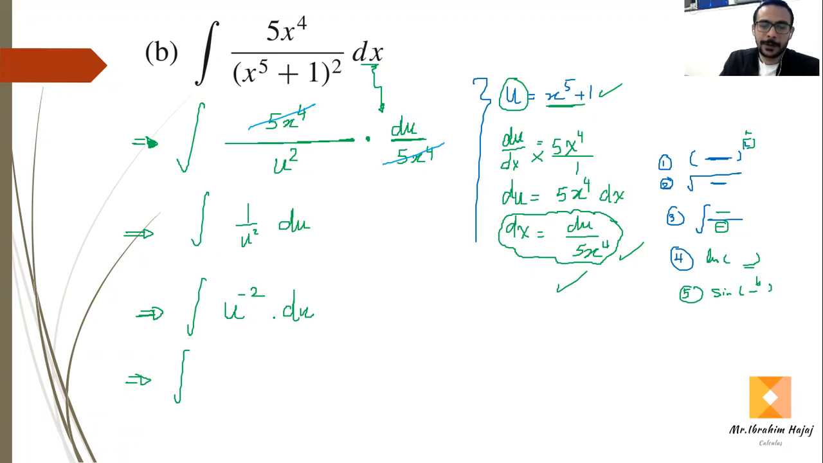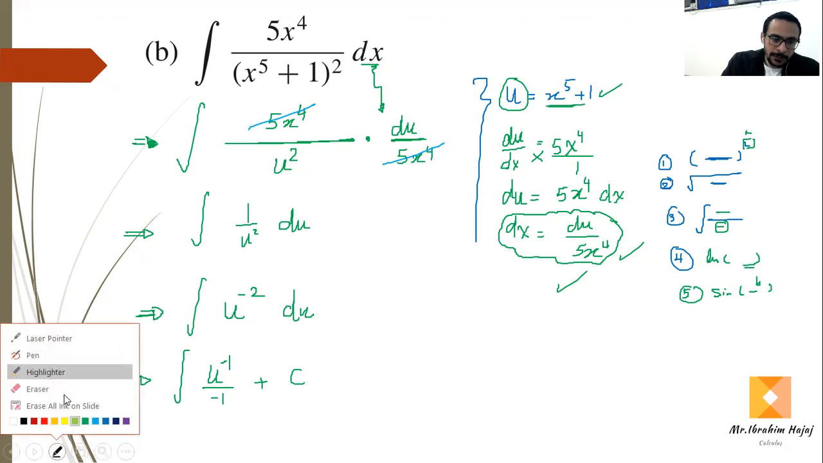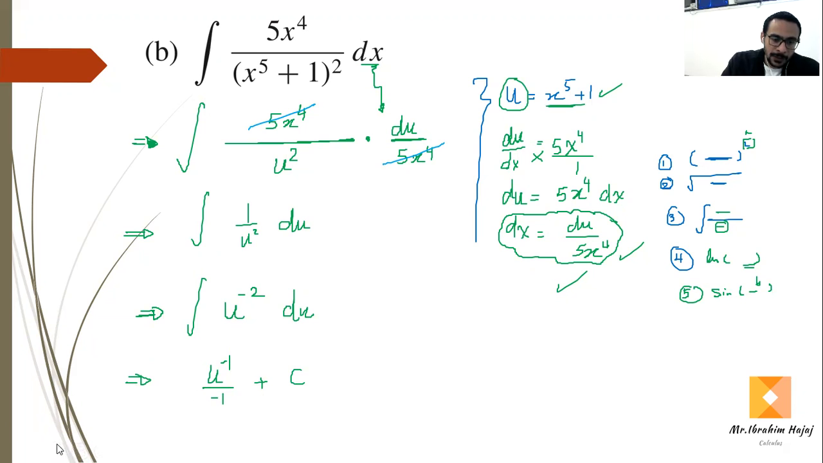So u to the power of -1, over the same new exponent, -1, plus the c. I would like to only erase the integration symbol because we already did the integration. No need to do it again. Just add 1 to the exponent and divide by the new exponent, -2 plus 1. So no need to draw it again.